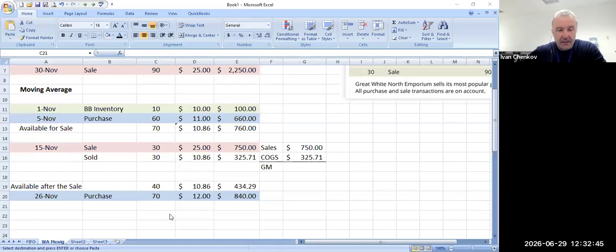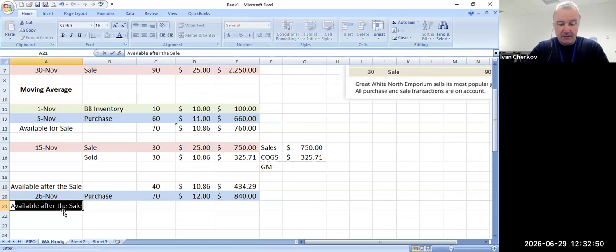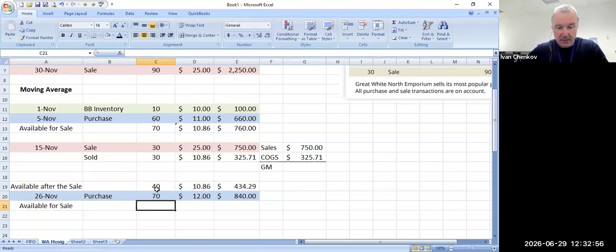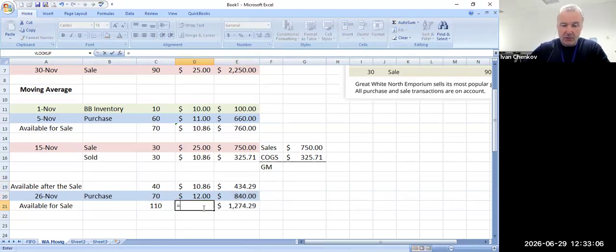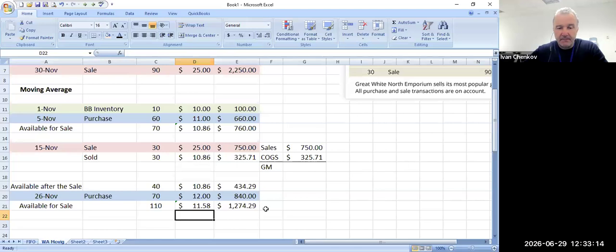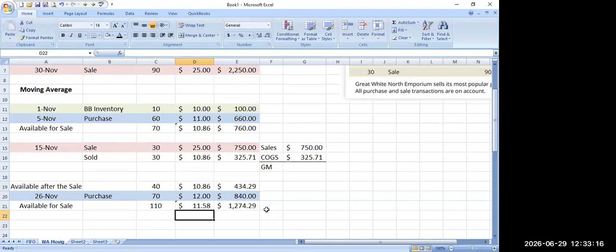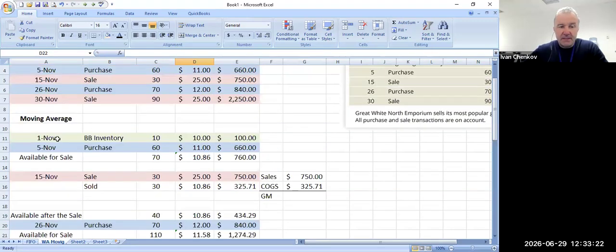Okay, so let's see what we have available. After the sale, now it's available for sale. We have 110 units, as you can see, correct? And the total cost now is that much. Once we divide the cost by the number of units, 11.58. Is that what you're getting? Yeah. Okay. So now, what happens next?